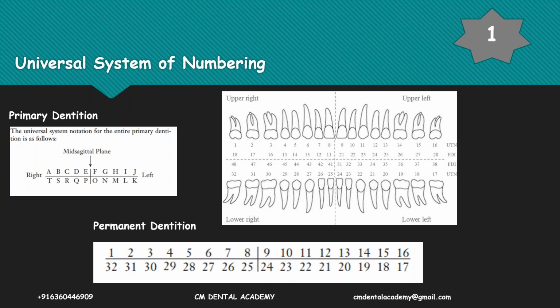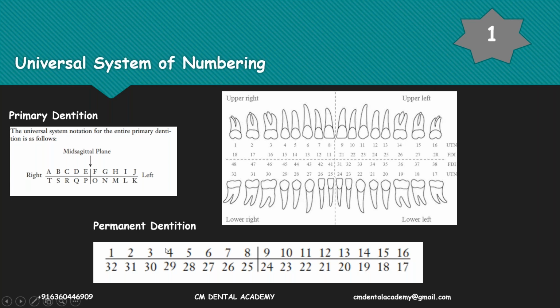the left mandibular second molar. The universal system notation for the entire primary dentition is in the left diagram. Here you can see it in a photograph. Beginning from the right upper second molar, you start as A, and it ends at the left upper second molar. Then on the left side, from the lower second molar to the right side second molar. So it is A to J, right to left, then K to T from the left side. This is the universal system of numbering for the primary dentition.